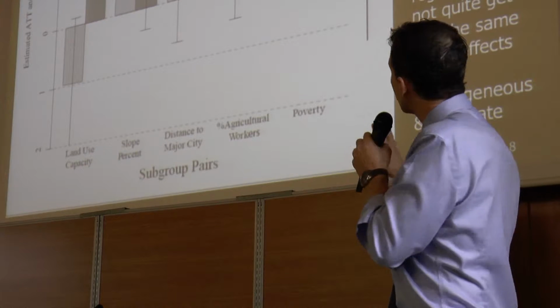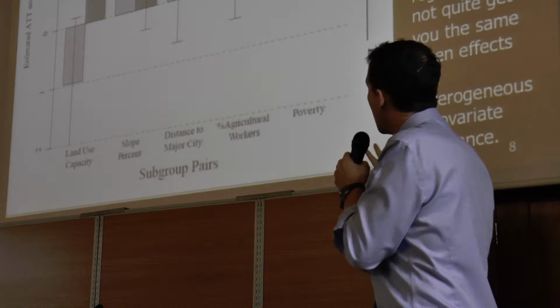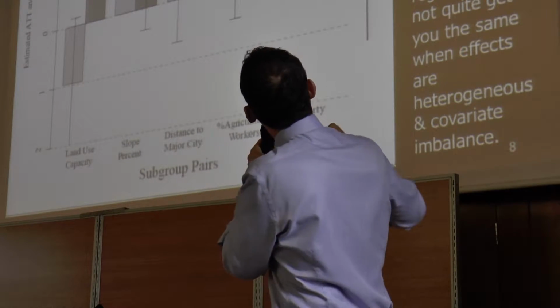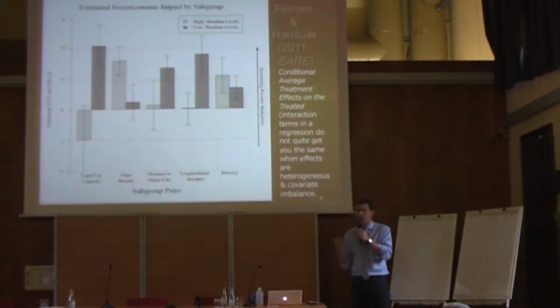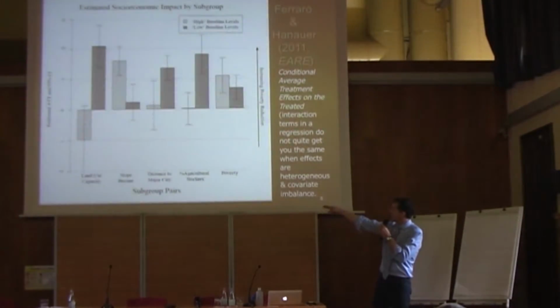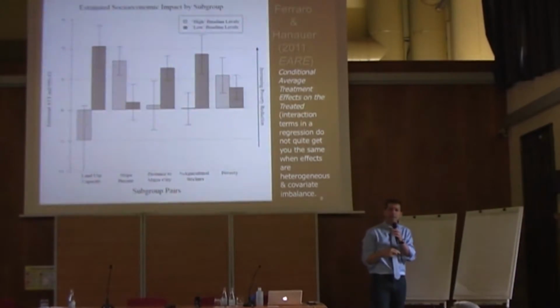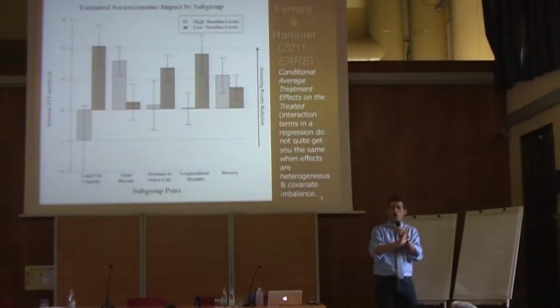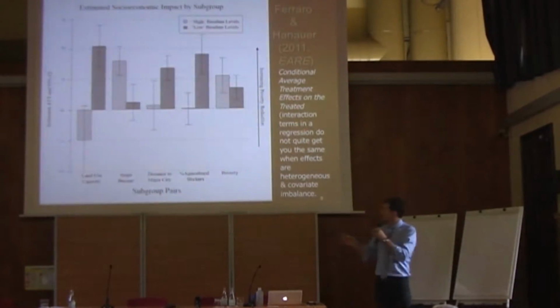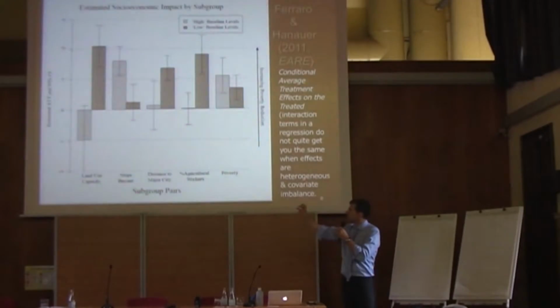So here's an example that's looking at the impacts of protected areas in Costa Rica on poverty. It says socioeconomic, but it's on poverty. It just splits up for a bunch of observable characteristics: land use capacity, slope percent, distance to major city, baseline poverty, percentage of agricultural workers at baseline, high above the median, below the median. So two subgroups. So if you look at the first one, land use capacity, what that says is that for the light bar, that's the high land use capacity.